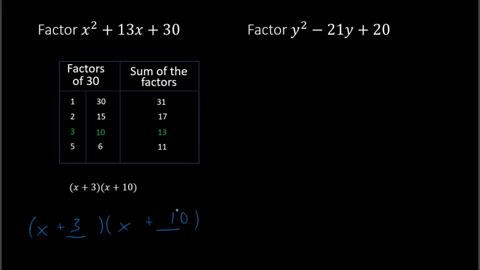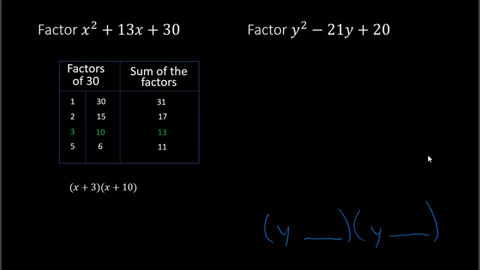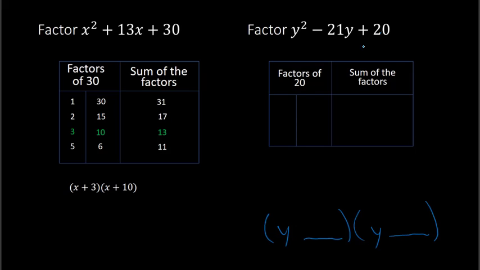Next we have y squared minus 21y plus 20. So here we know it's going to factor where I have a y and a y, and then something goes there and there. So the numbers I put here, I find by seeing what multiplies to get 20 and adds to get negative 21. So to do that, I begin by looking at the 20. And I ask, what are the factors of 20?